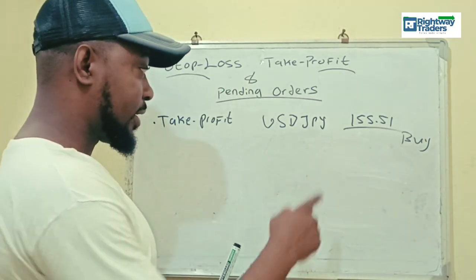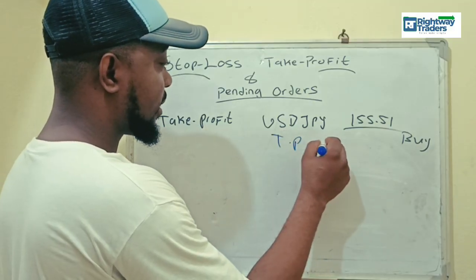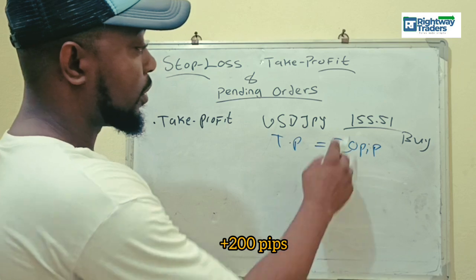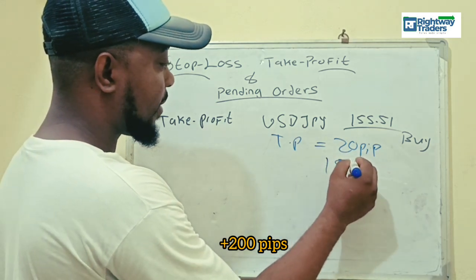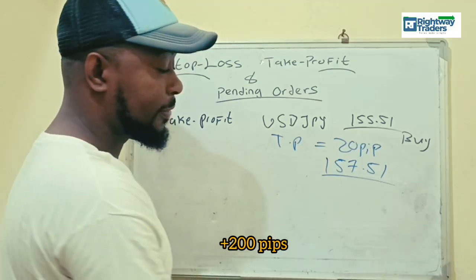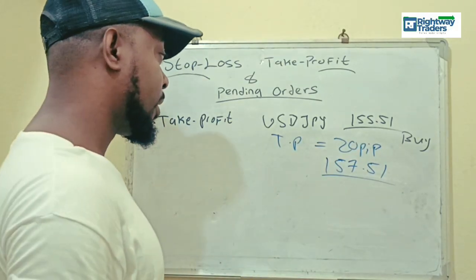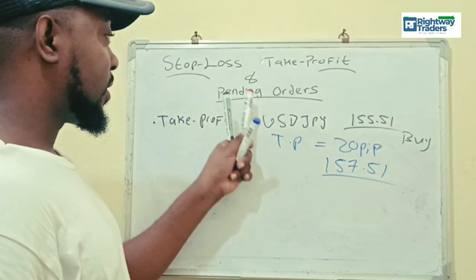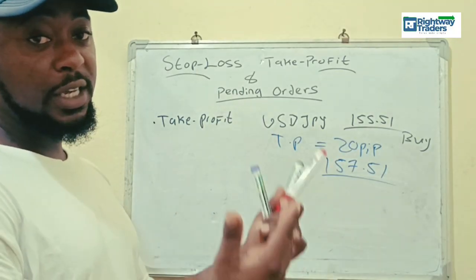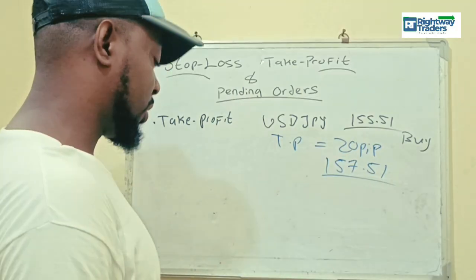So let's say you enter this product, your take profit is supposed to be higher. Let's say you want to use 20 pips as your take profit in this position. Your new take profit price will be 155.1 plus 20 pips, 157.51. Again, if you don't understand how pips work, watch our last video, I explained it there. So take profit is just like stop loss, which stops the bleeding. Take profit gives you the money at the maximum price you want to close your position.